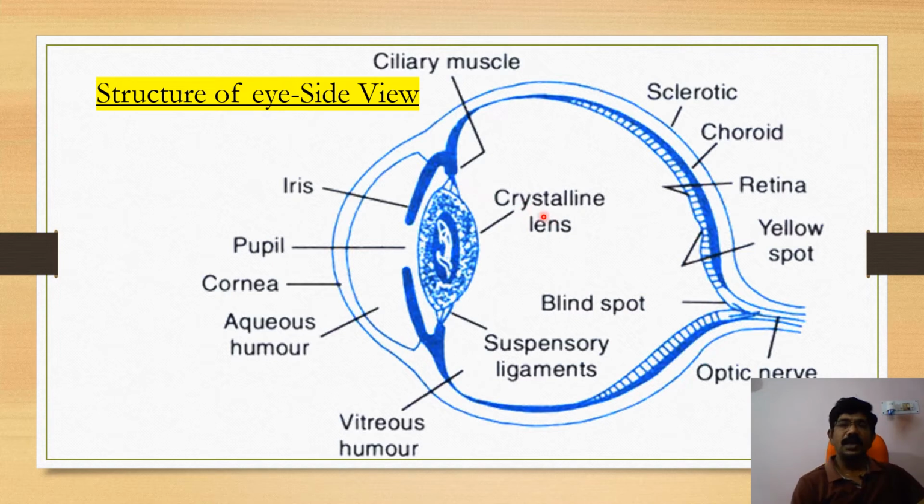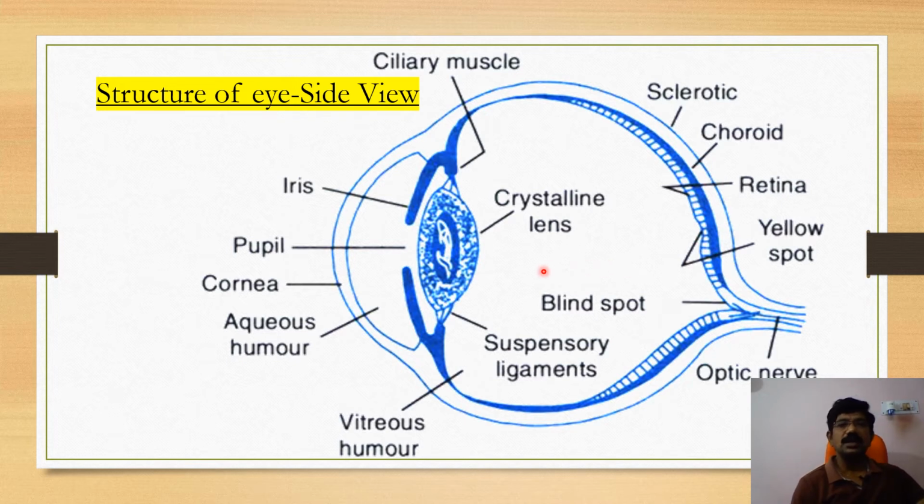Next one. Behind the lens, there is a chamber known as vitreous chamber. It consists of vitreous humor, a liquid. Ninety-nine percent of the liquid is made up of water. No cells are present in it. It maintains the spherical shape of the eye.